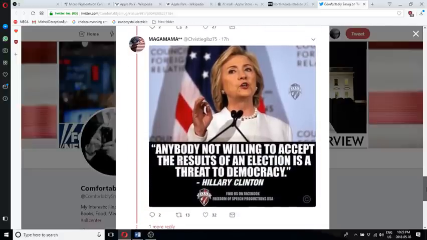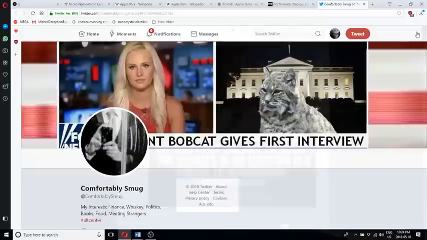I love this meme because anybody not willing to accept the results of an election is a threat to democracy. Hillary Clinton. What? Are you kidding me? Oh, unless it's her that loses, then that's completely different. But this anybody means anybody like Trump not willing to accept the results of an election is a threat to democracy, because she thought she was going to win. But oh, it's funny. Okay. All right.